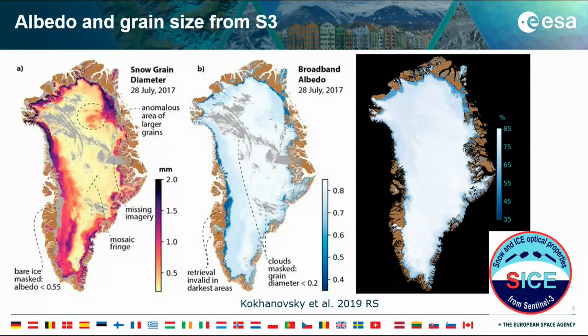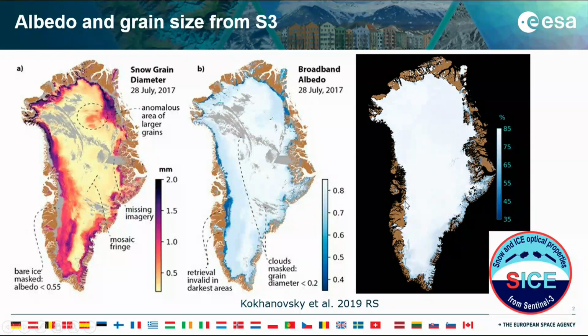From Sentinel-3, as I said, we have to look at wider areas, and we did some tests in Greenland, for example, to estimate the snow grain diameter and the broadband albedo. And the model that we use here is working quite well for snow, but it's not very good for ice, because, as I said, snow and ice have very different optical properties. So this was a first guess of the grain size and albedo derived from Sentinel-3 over the whole Greenland ice sheet.